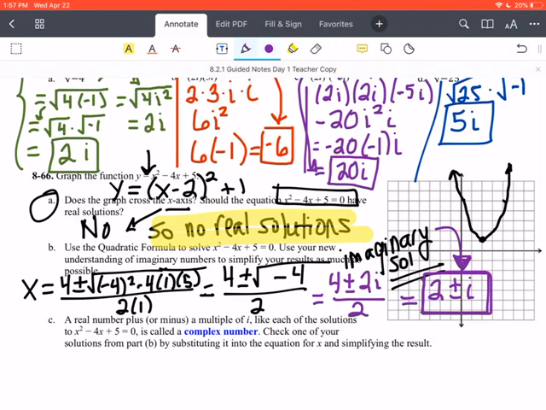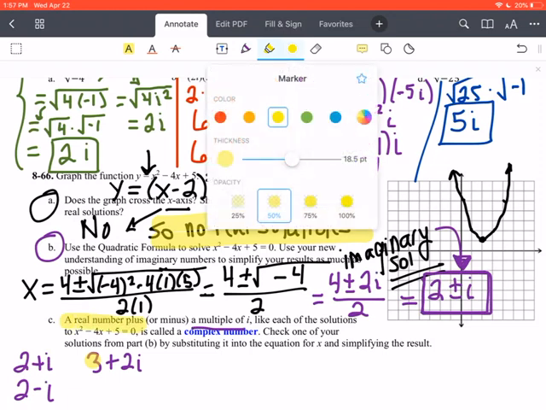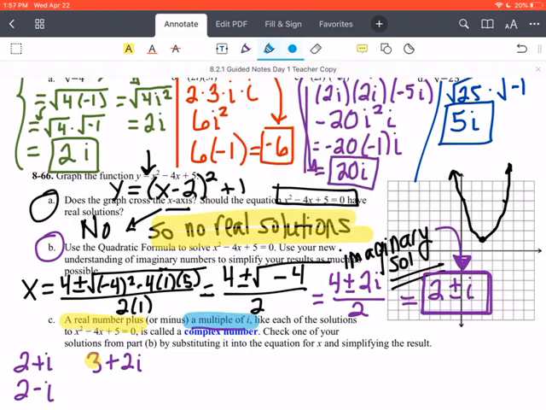Okay, so on C it says any real number plus or minus a multiple of i, like each solution that we got on problem B, is called a complex number. So 2 plus i is complex. 2 minus i is complex. If I say 3 plus 2i, that is complex. So you have your real component, which they said real number, and then you have your imaginary component, which is a multiple of i. So here's my imaginary component, here's my real component.